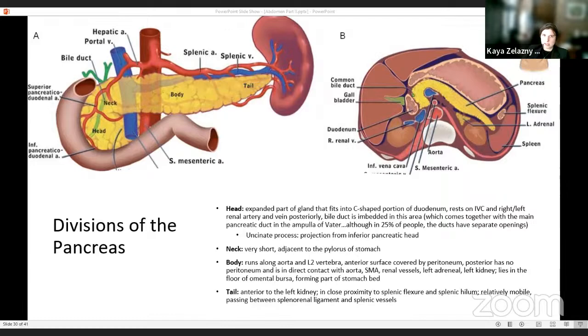So we can see that kind of positioning on this cross-sectional image. So here we see our spleen. Here we see kidney, adrenal gland, and here's our pancreas kind of curving around. Okay, so we can imagine that has a little space to move around here.